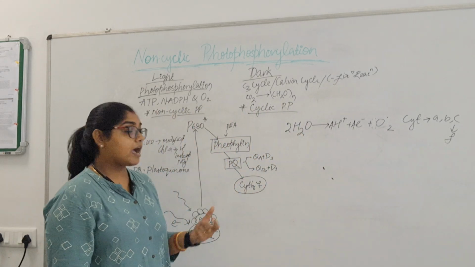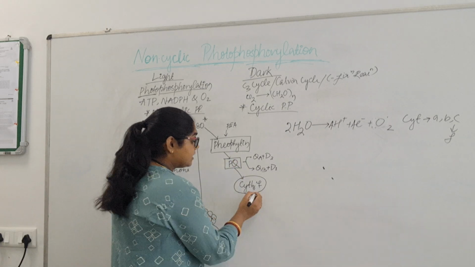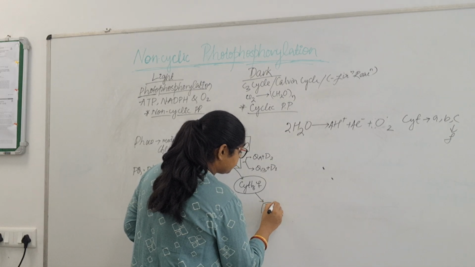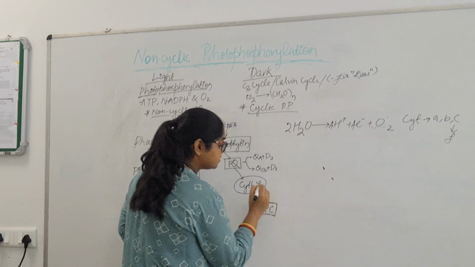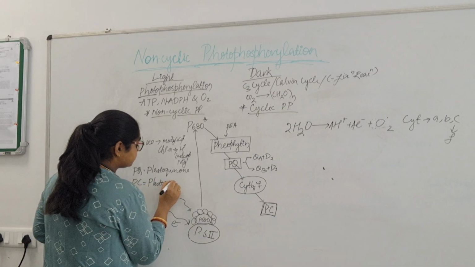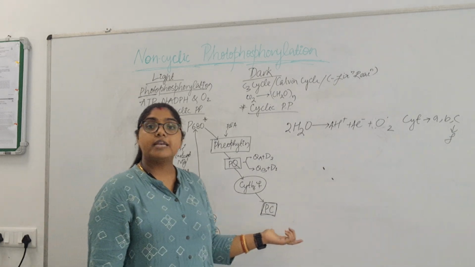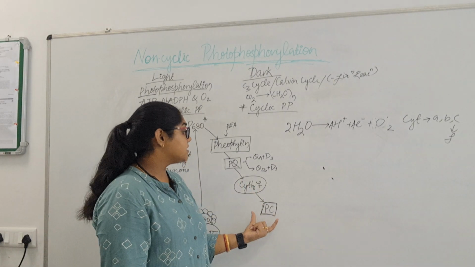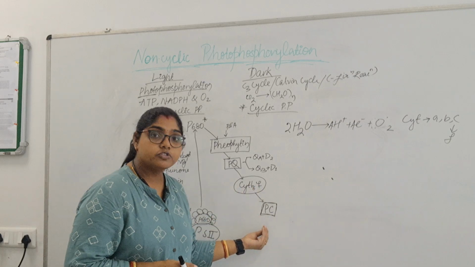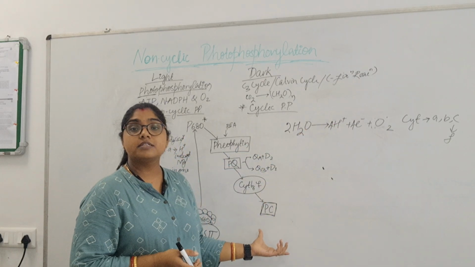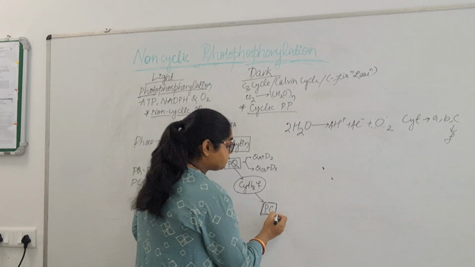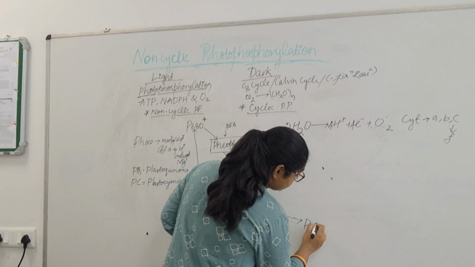This cytochrome B6F absorbs the electron from plastoquinone and transfers it to a small, water soluble, blue colored protein, that is plastocyanin. PC stands for plastocyanin. It is also an electron transfer protein which is blue colored, water soluble and very small, and it absorbs this electron from cytochrome B6F. So what does this plastocyanin do? It absorbs this electron, and along with the proton, it pumps the electron from photosystem 2 to photosystem 1.